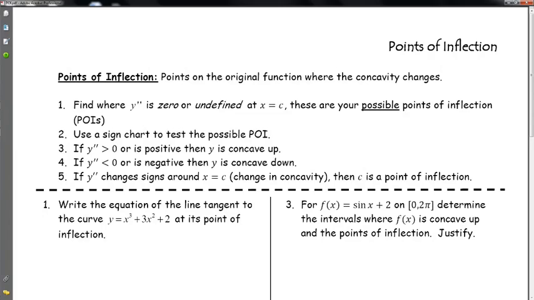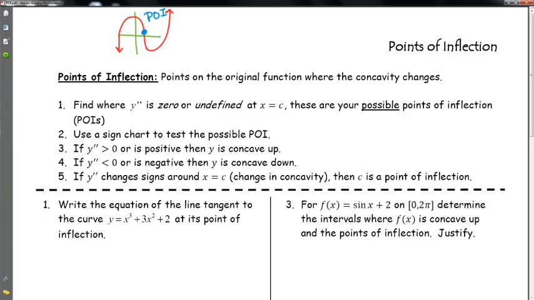What I mean by that is if I have a graph that looks like an upside down parabola, and I'm going to change to a positive parabola, a point of inflection is where that change occurs. So right there would be a point of inflection.